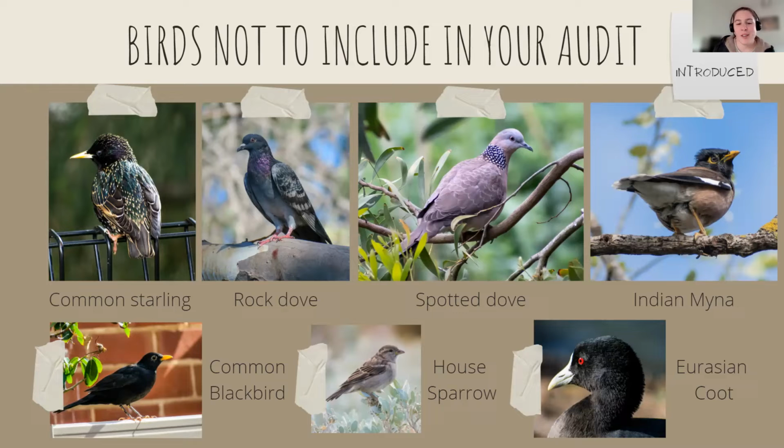We have the house sparrows, which are tiny little birds that you can commonly find hopping around your feet at cafes in the city. And then, if you have ponds or waterways near your school, on your school grounds, you might have Eurasian coots, which are black water birds with a bright red eye, and they have that white beak. So these are some of the birds that are not native to Australia, and that you should leave out of your audit if you see them, because they're not included.